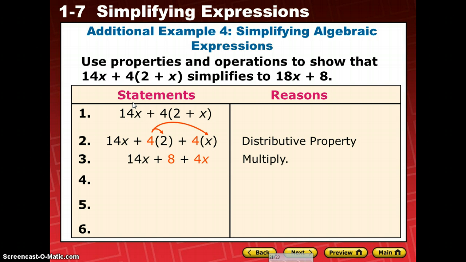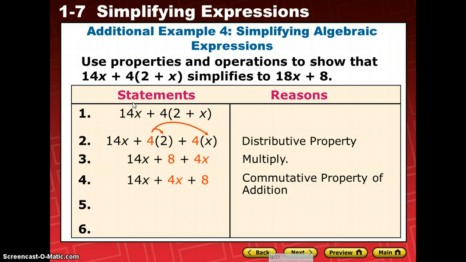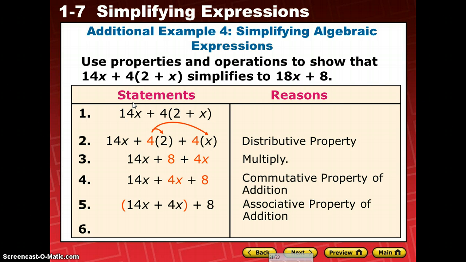So we have 4 times 2 is 8, so we'd have 14x plus 8 plus 4x. Then we have that commutative property of addition, right, where we can move that around just so that the like terms are near each other. So we're going to have 14x plus 4x plus 8. And we can associate those two numbers together so that we can add them, and we're combining the like terms. So we'll have 18x plus 8.